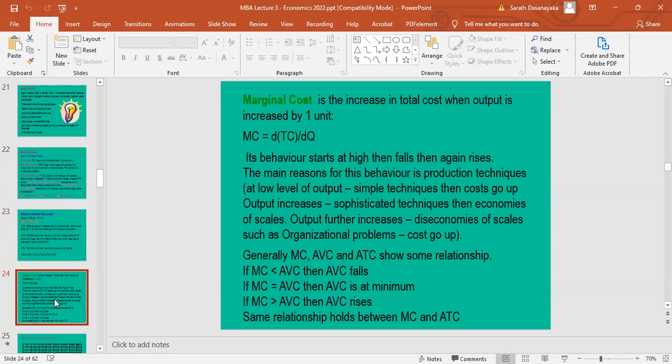Then you can see its behavior: it starts high, then falls, then again rises. That is the behavior of the marginal cost curve. Start high and then fall, then again rise. The main reason for this behavior is the production techniques.